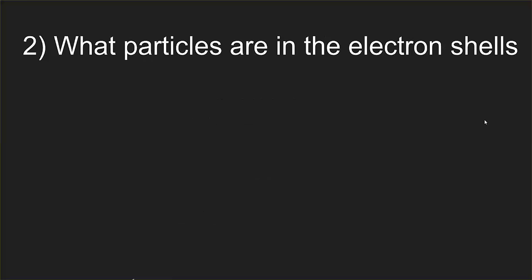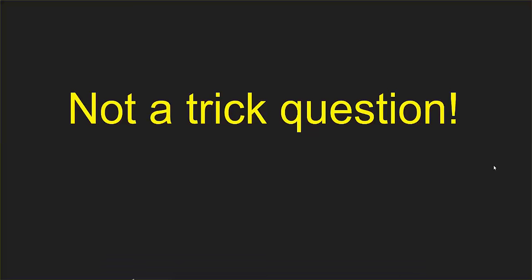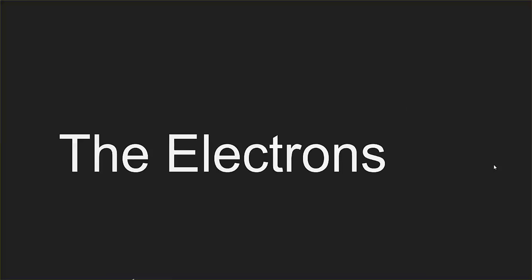What particles are in the electron shells? Flying around on the outside. They're the exciting part of the atom. They're the part of the atom that determines whether an element is reactive or not. They're the boom, the pop, the fizzle. This is not a trick question. You're right, it's the electrons. The electrons are the exciting part. If I was going to dress up for Halloween as an atomic particle, I would be the electrons, because it's what causes everything in chemistry.